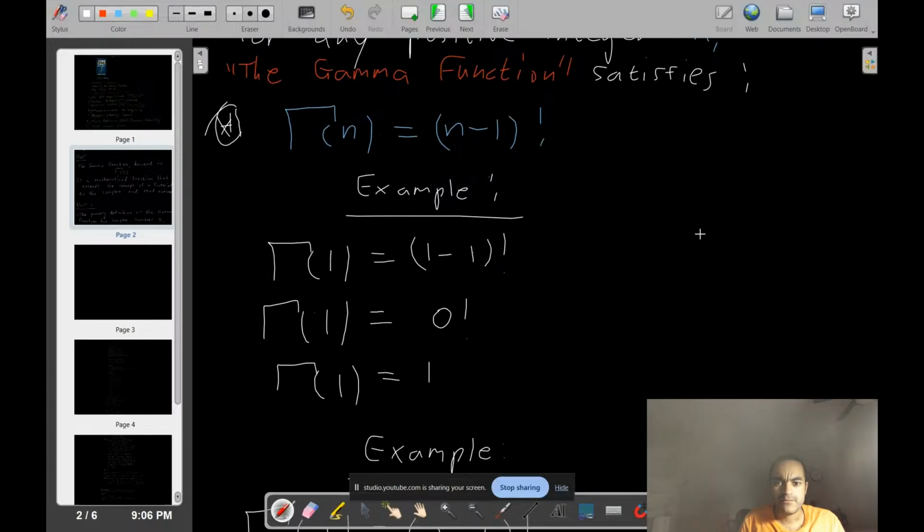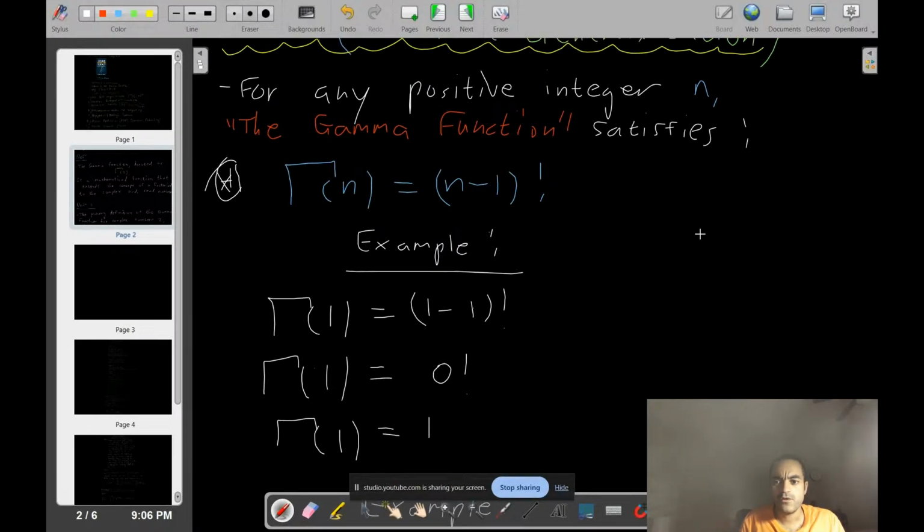So the gamma function satisfies gamma of n is equal to n minus 1 factorial, where n is an integer. For example, if I wanted to calculate gamma of 1, let's say n is 1. If you compare gamma of 1 to 1 factorial, at n is 1, gamma of 1 is equal to 1 minus 1 factorial. Now 1 minus 1 factorial is 0 factorial. 0 factorial is 1. So gamma of 1 is 1.